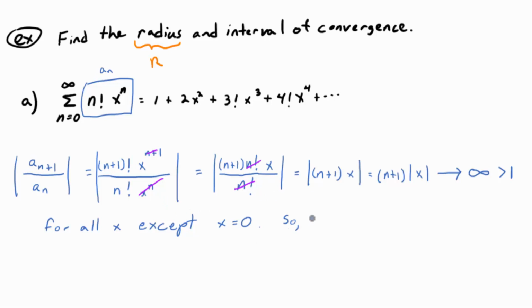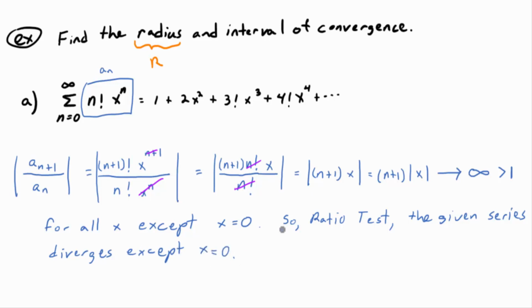So by ratio test, you've got to put in what test you're using at some point. By ratio test, the given series diverges except for x equals 0. I could have made that all one statement, but that's okay. So by ratio test, the given series diverges except x equals 0.